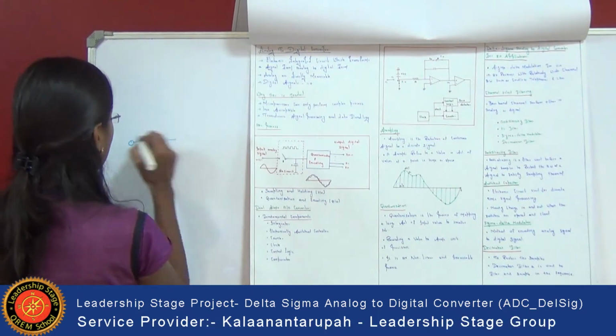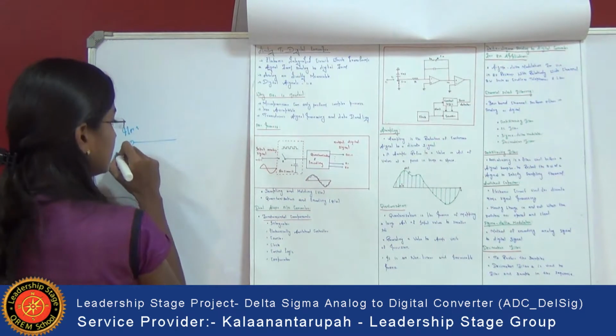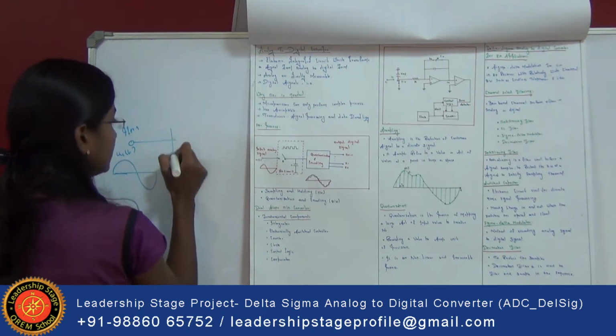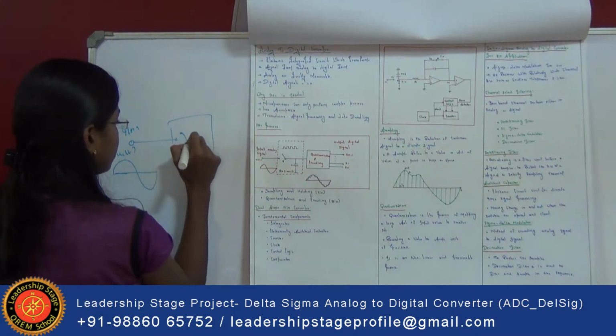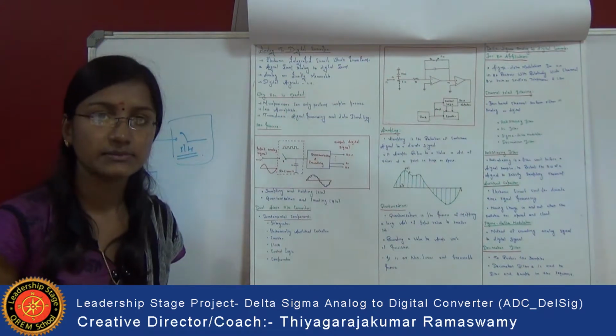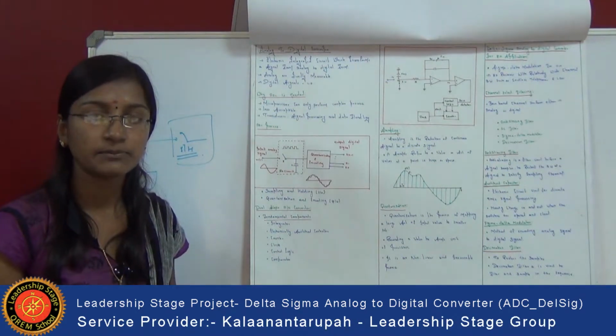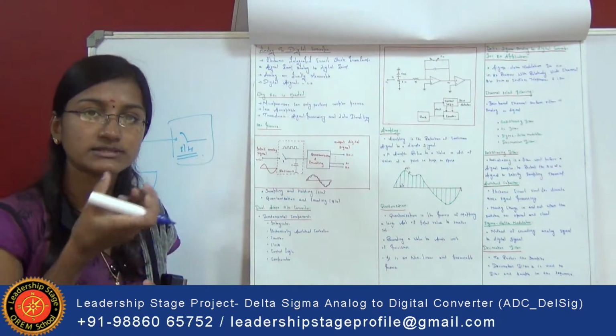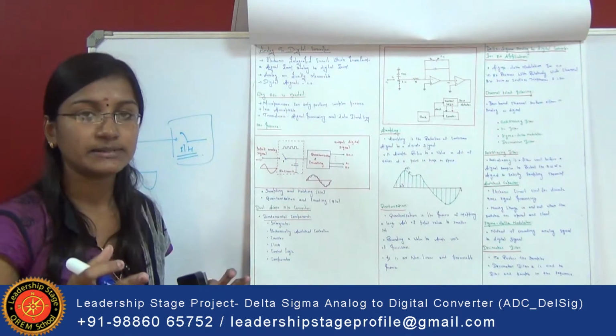So here we are going to pass the input signal, that is u1 of t, which is an analog signal, to a sample and hold circuit. This is the sample and hold circuit. A sample and hold circuit is an analog device that samples the voltage of a continuously varying analog signal, and it holds the value for a constant period of time.